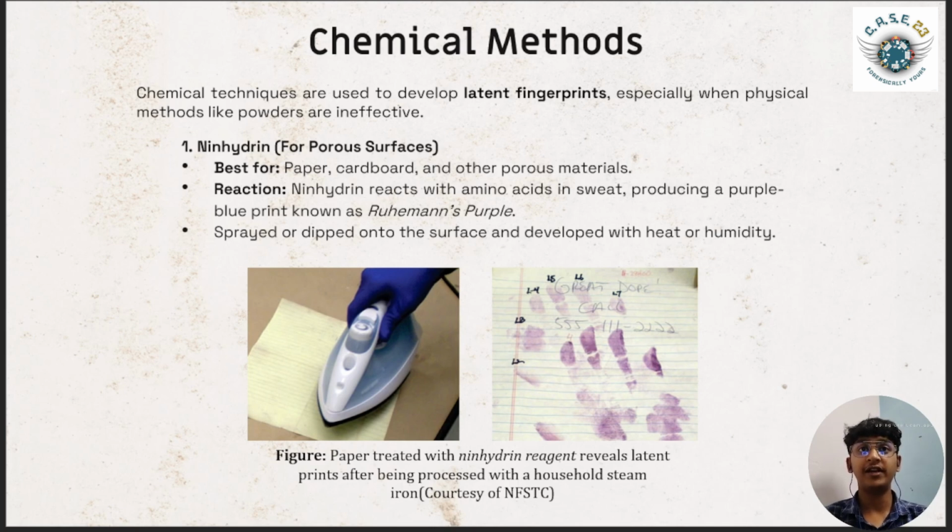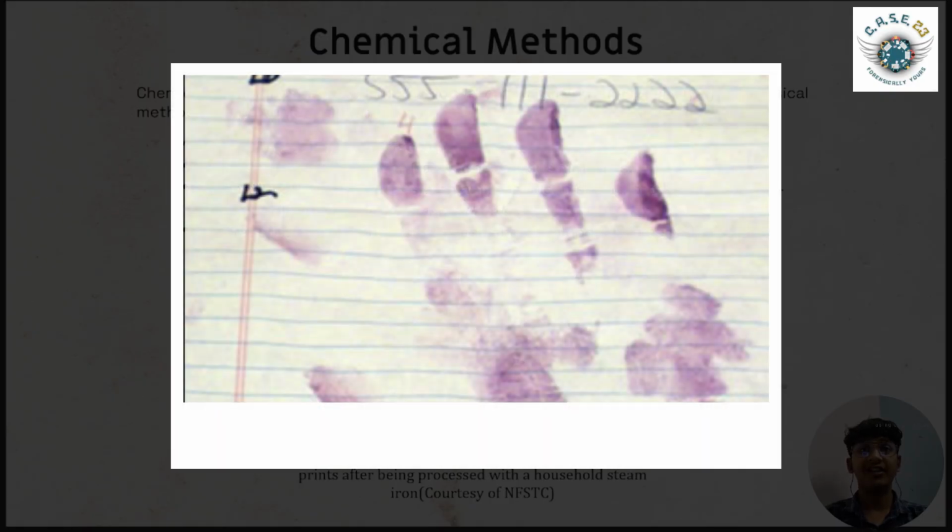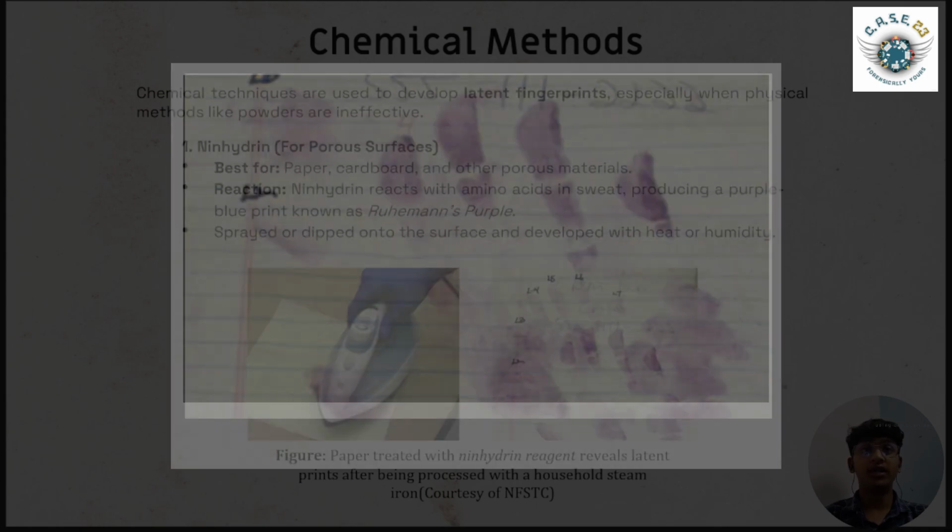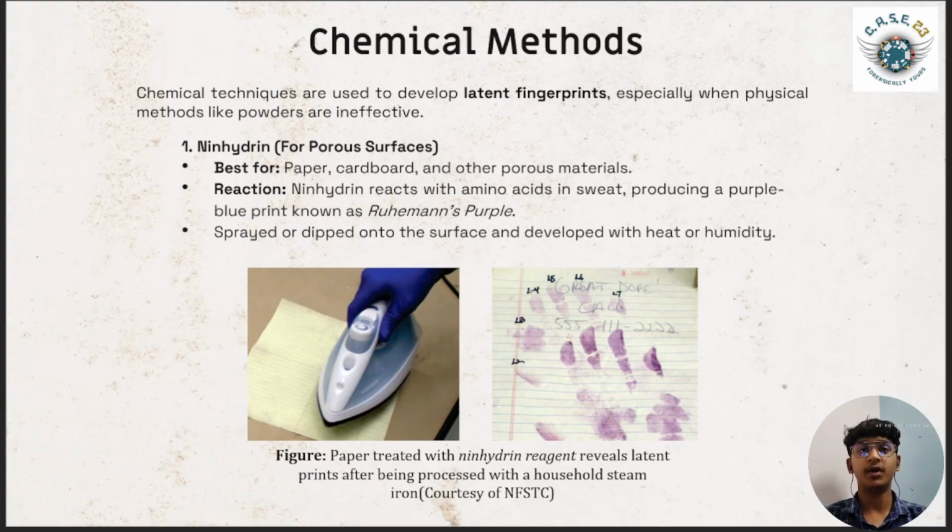First up, ninhydrin. This is a go-to method for porous surfaces like paper and cardboard. It works by reacting with amino acids left behind in the sweat, turning the print a deep purple-blue color. This reaction is called Ruhemann's purple. The process is simple. Forensic experts either spray or dip the paper in a ninhydrin solution, and then they apply heat or humidity to develop the print.